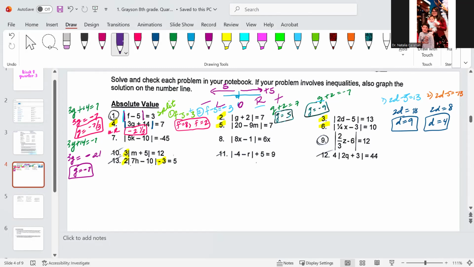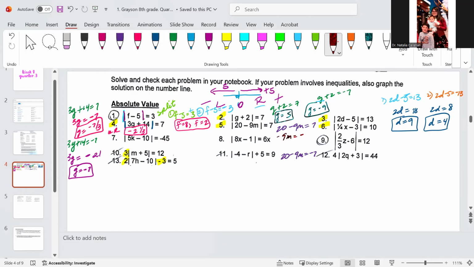Number 5. For number 5, the first equation is going to be 20 minus 9m equals 7. Notice how the m is now behind the 20. The second one is 20 minus 9m equals negative 7. You see that? Okay. Minus the 20.